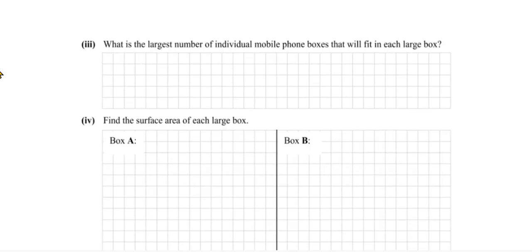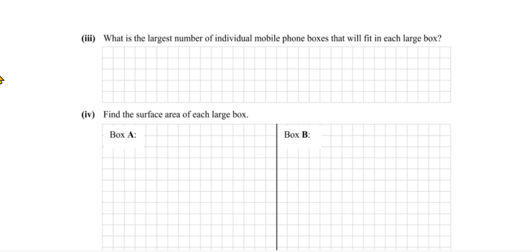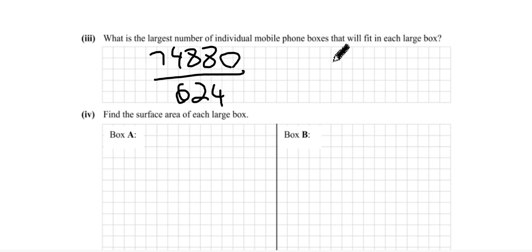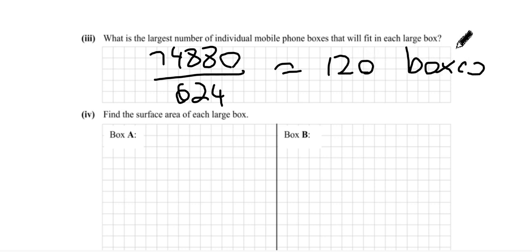Now, what's the largest number of individual mobile phones that will fit into each large box? Ready? So each large box is the volume of a large box divided by the volume of one mobile phone box. And did everybody get 120? That's provided it fits exactly in position, right? Which I think it does.